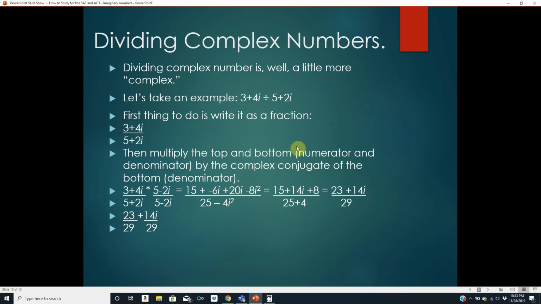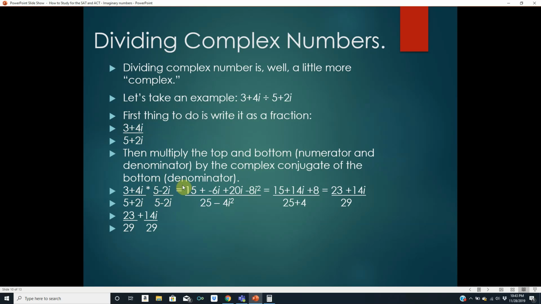Then you multiply the top and the bottom, that is the numerator and the denominator, by the complex conjugate of the bottom, that is the denominator. So the complex conjugate of 5 plus 2i is 5 minus 2i. And since 5 minus 2i divided by 5 minus 2i is 1, we're not changing the actual value, but we're making it a more useful form.